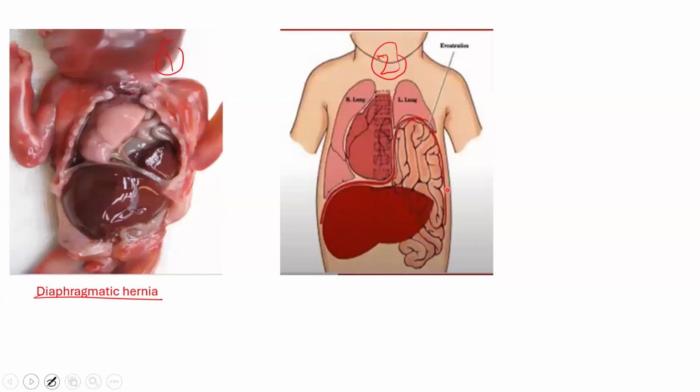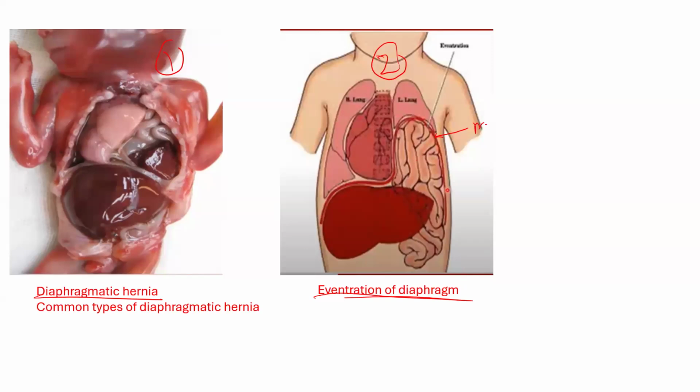Now that is the eventration of the diaphragm. In the eventration of the diaphragm, there is a membranous structure. It's not a hernia. There is a membranous structure separating the abdominal organs from the thoracic organs. Here, there is no muscular ingrowth, no muscle.